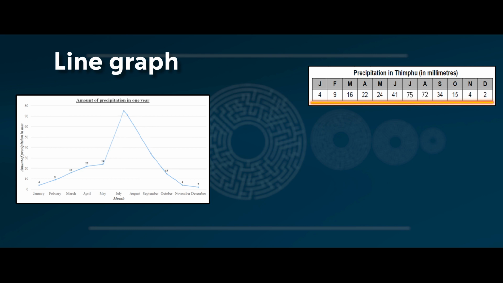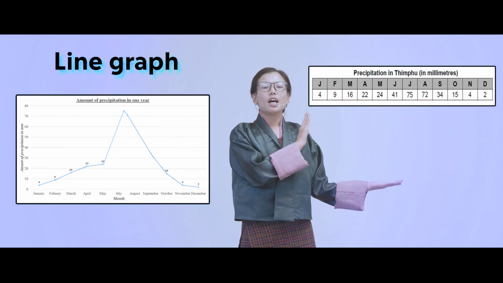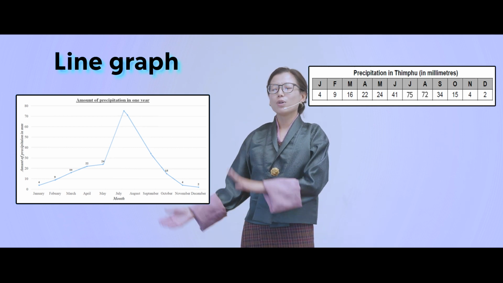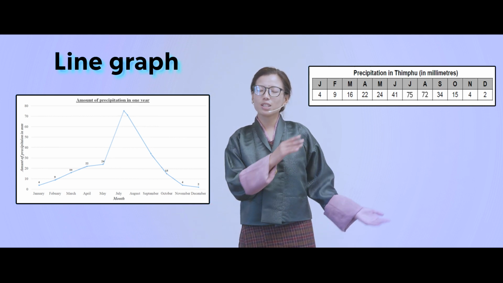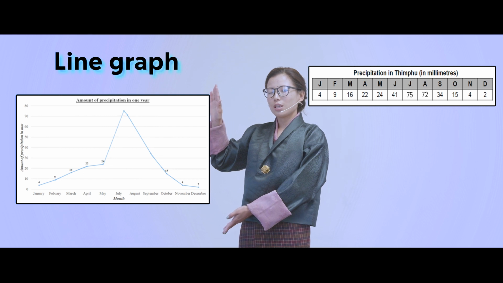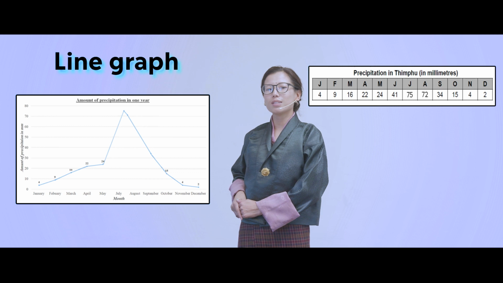So this information from the graph has been plotted here in the graph. Now let us see how to plot this information in a line graph. So this is the line graph that you will get by plotting this information. This graph shows the precipitation amount in a year from January to December.